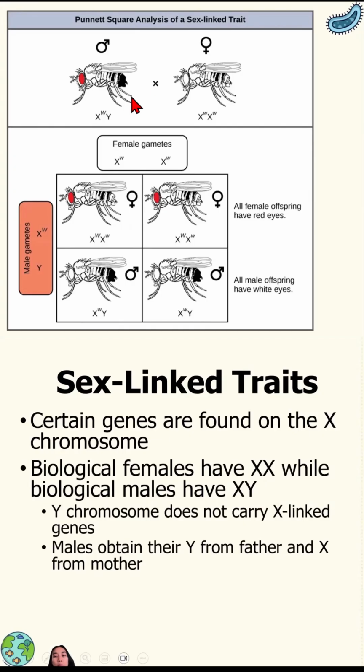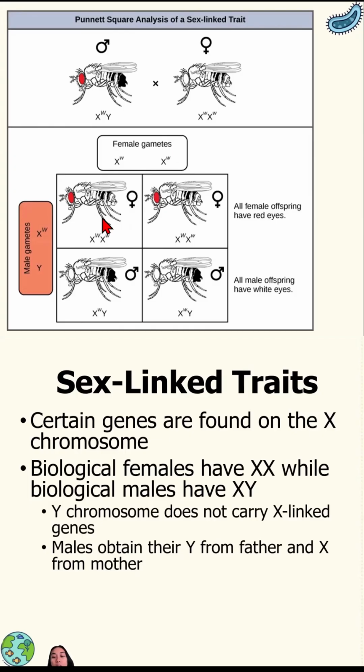So let's just give the example of fruit flies. In fruit flies, the eye color is on the X chromosome. And so the way we designate it is X with a W. The W is just for the eye color. And then the Y chromosome, notice, has no letter associated with it because it does not carry the actual gene for eye color. Only the X chromosome does. And so this makes things a little bit interesting in terms of inheritance, specifically for the males, because males will always obtain their Y chromosome from their father and their X chromosome from their mother, because the Y chromosome is only found in the father. And so that's where the male has to get its Y chromosome from.